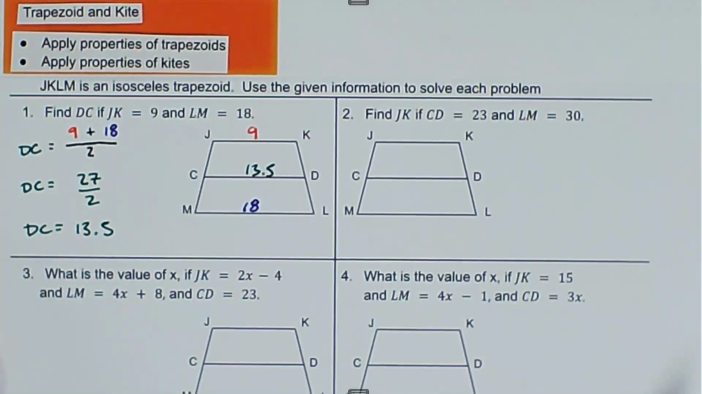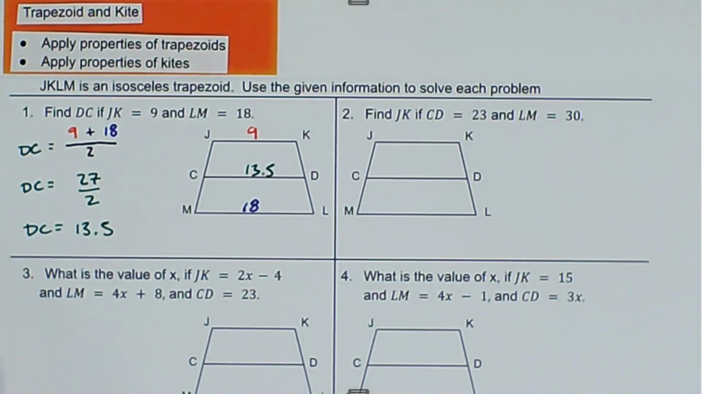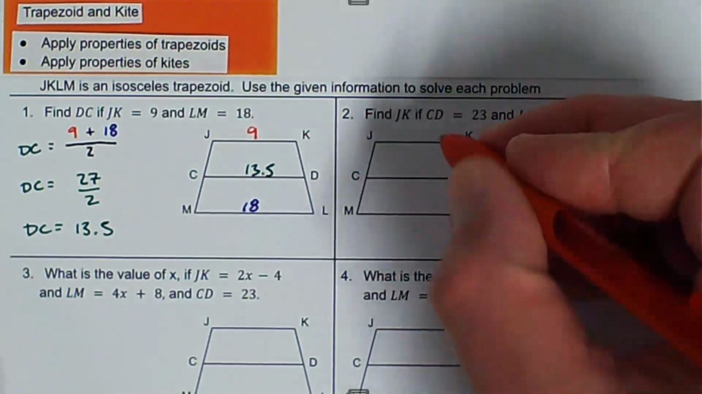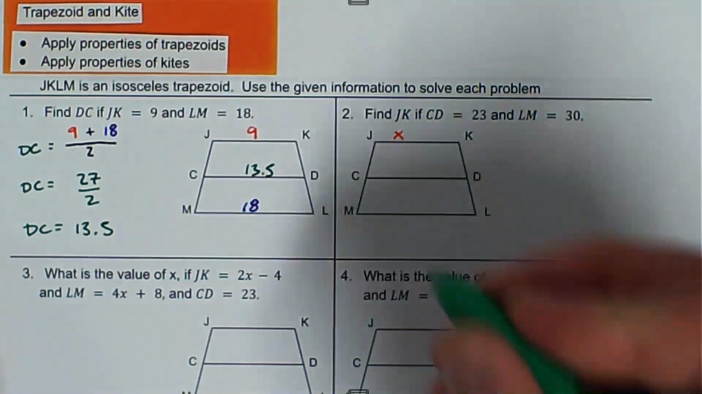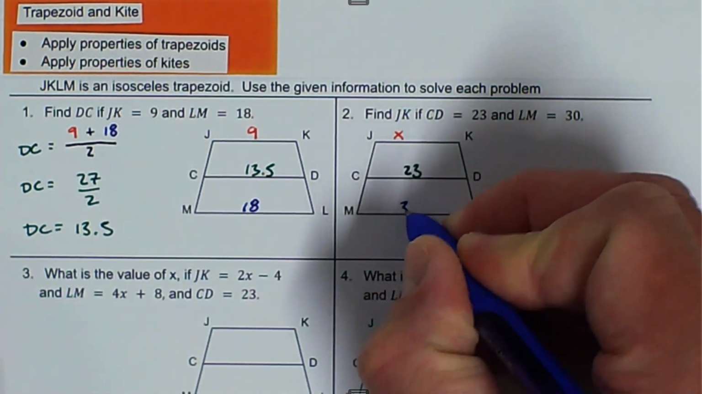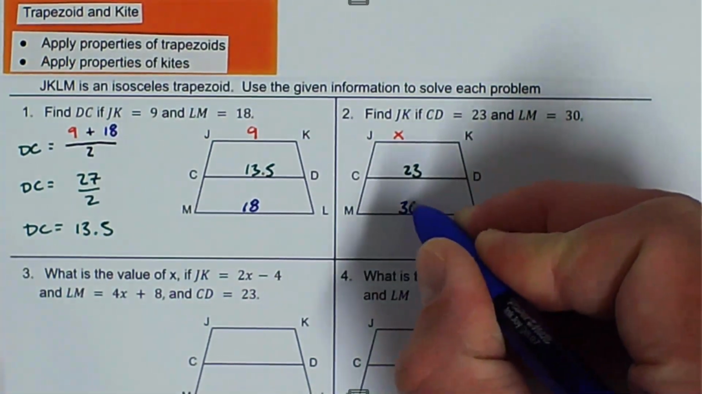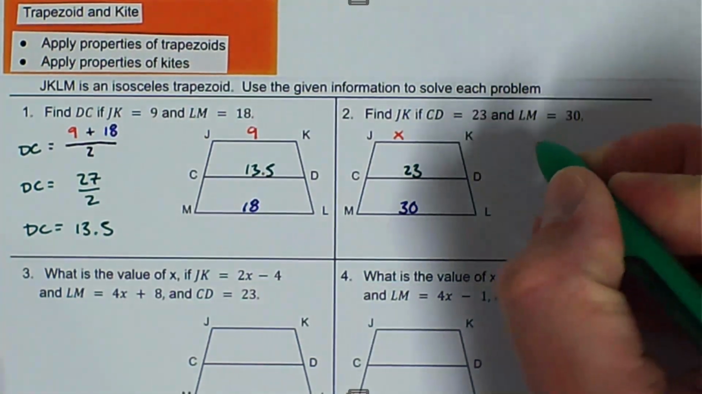Next one we have, it says find JK. So JK is up at the top up here. And if we're not sure what it is, we're going to label it with an X. And if CD is equal to 23 and LM is equal to 30, we're going to do the exact same mid-segment formula. So in this case, we're trying to find out what X is. So the mid-segment in this case is 23.